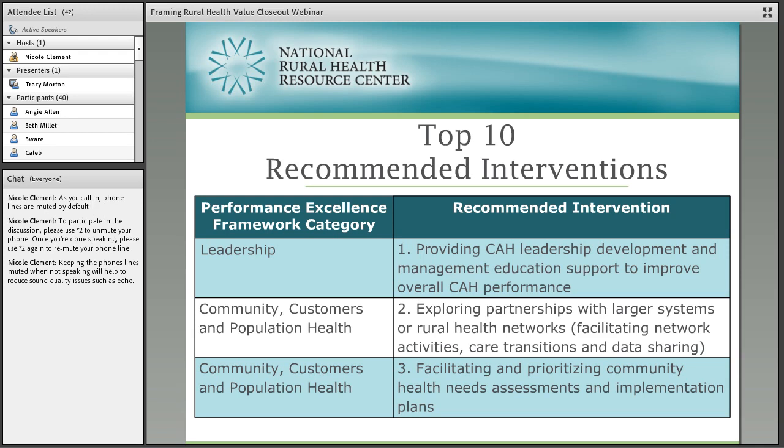And then Community Memorial Hospital was not affiliated with a health system, and they didn't participate in the existing critical access hospital network in their state. And the second highest ranked recommendation was for the case study hospital to explore partnerships with larger systems or rural health networks. And Jay, you had recommended an affiliation strategy for Community Memorial Hospital. Can you explain why you recommend that?